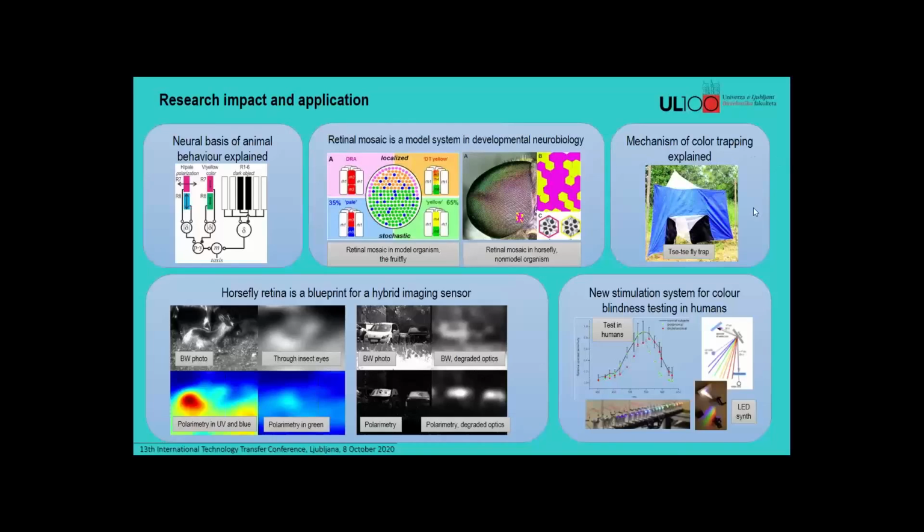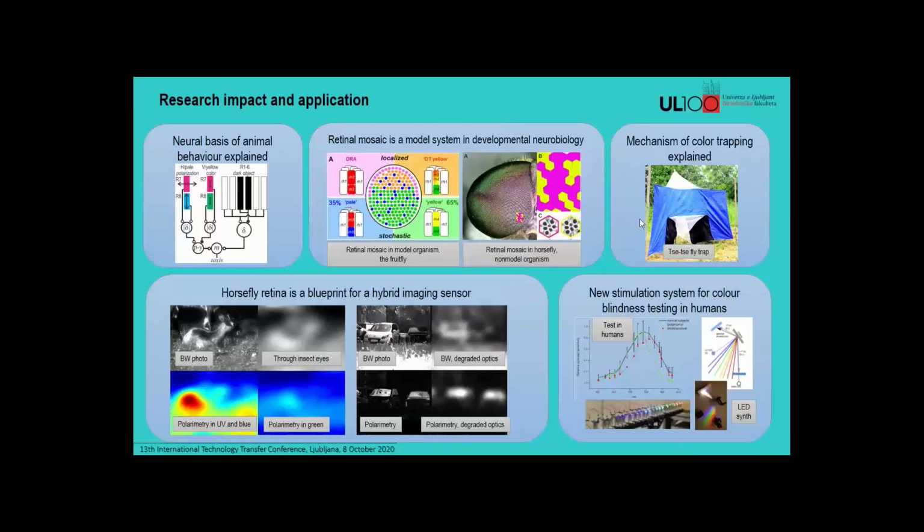And then the retina is also a blueprint for a hybrid imaging sensor, so we know approximately how the horseflies see their targets in the polarimetric channel, in the UV and blue, not in the green. And equally, we can use a hybrid sensor to detect, for example, cars that are also polarized objects, even if the camera is optically degraded, such as is the case with the horsefly retina, which has a very low resolution.